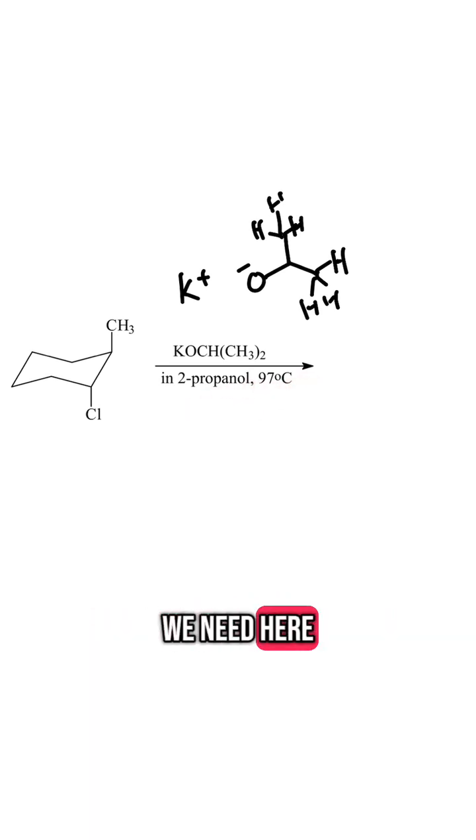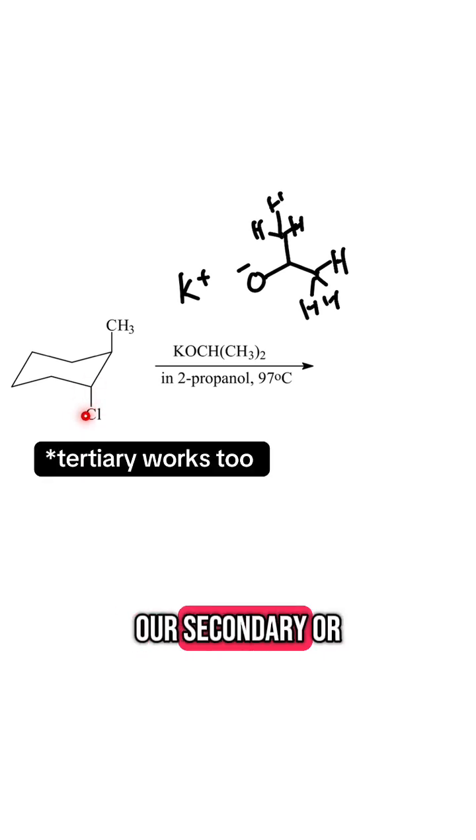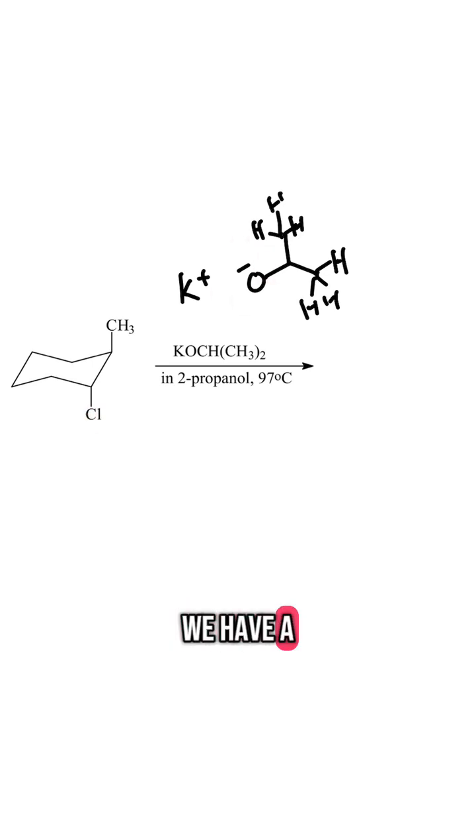So what do we need here for E2 conditions? Well, we have our secondary or primary halide, we have it right here. We have a strong base that is bulky. Now, what else do we need? We need to make sure that there is a proton that is anti to our halide that can form that bond.